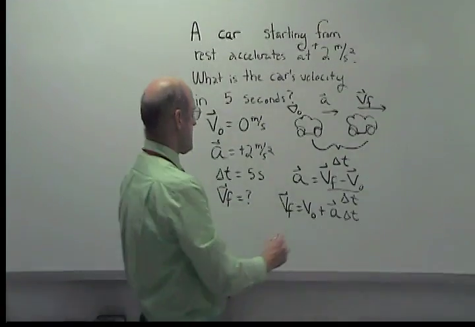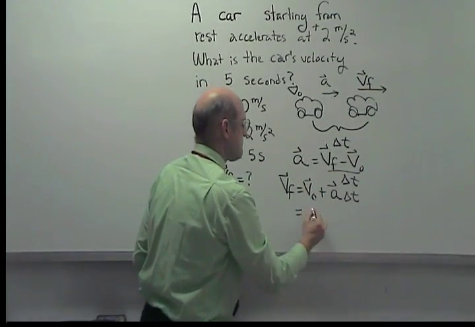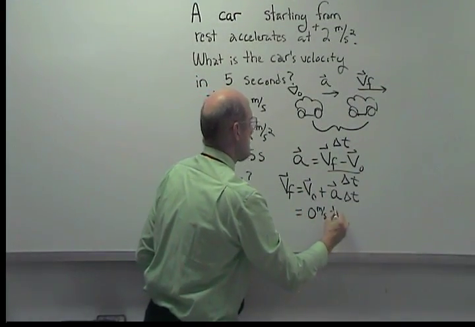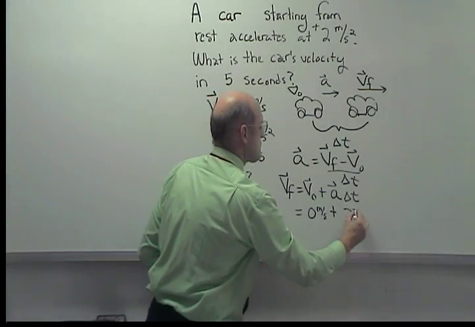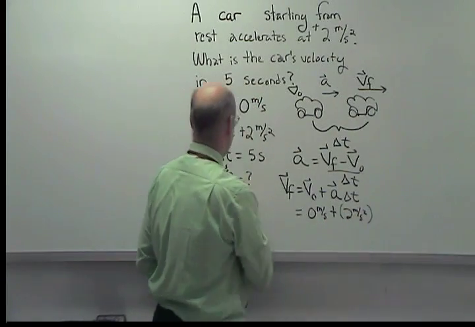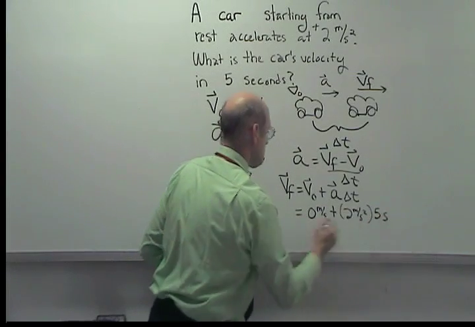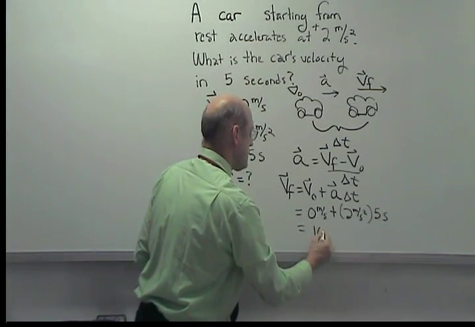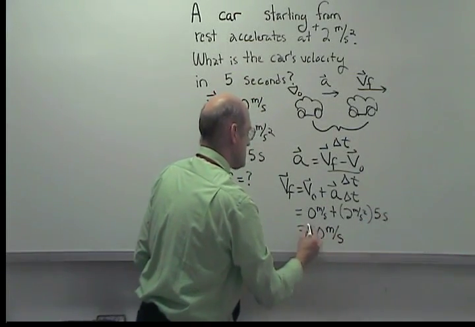The next step is to substitute in the given information. 0 meters per second plus 2 meters per second squared multiplied by the time, 5 seconds, and we get 10 meters per second.